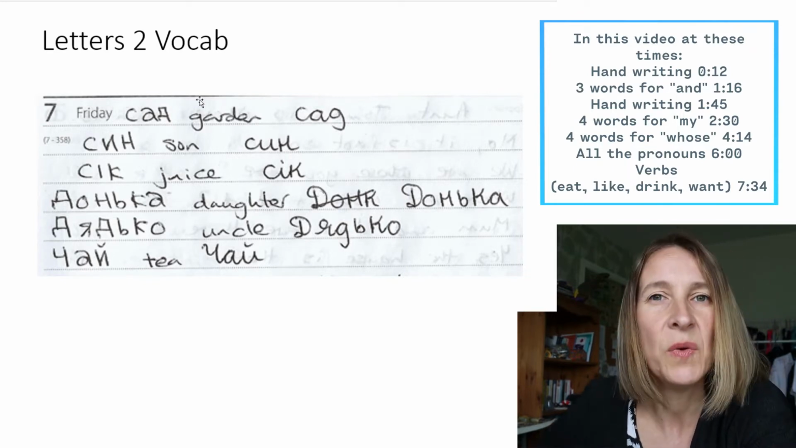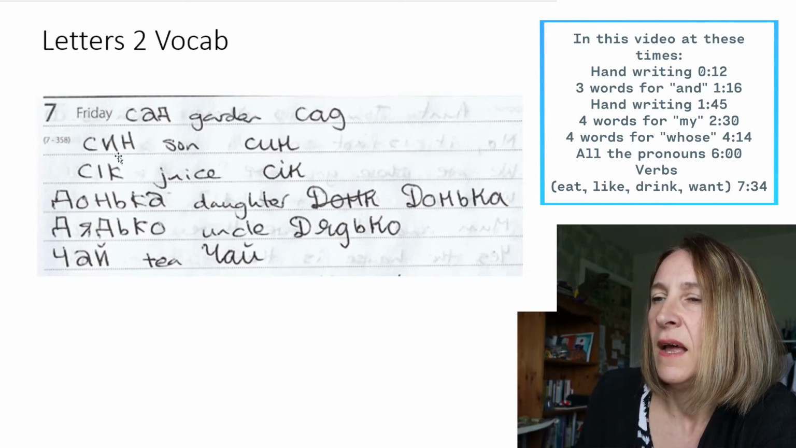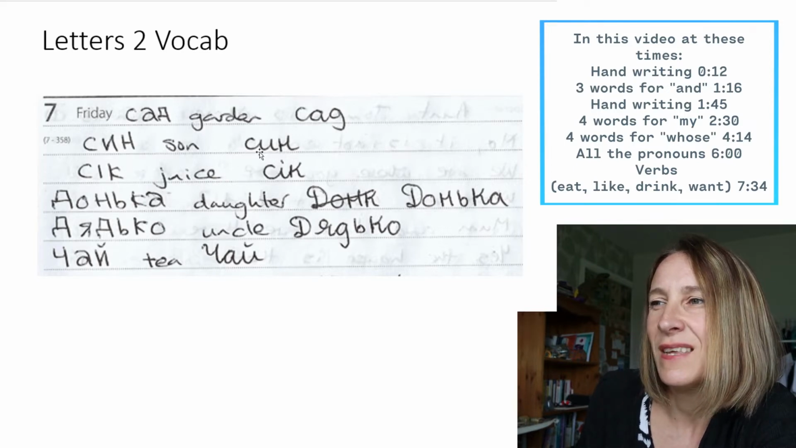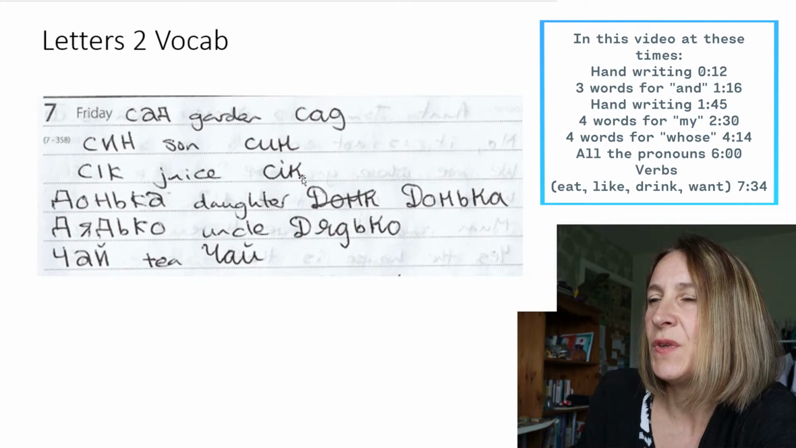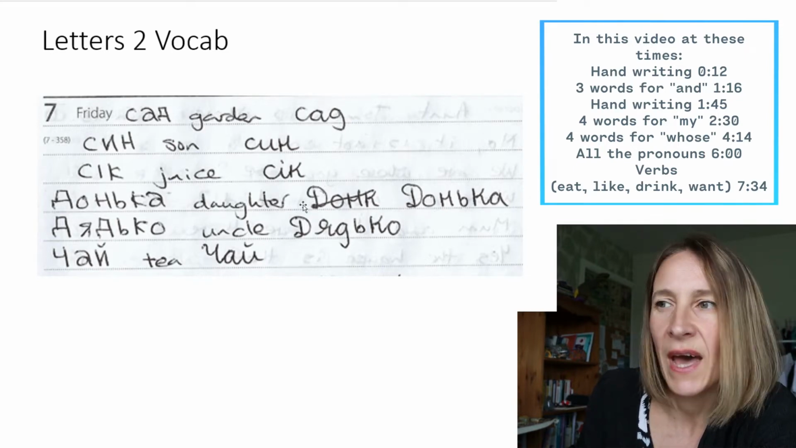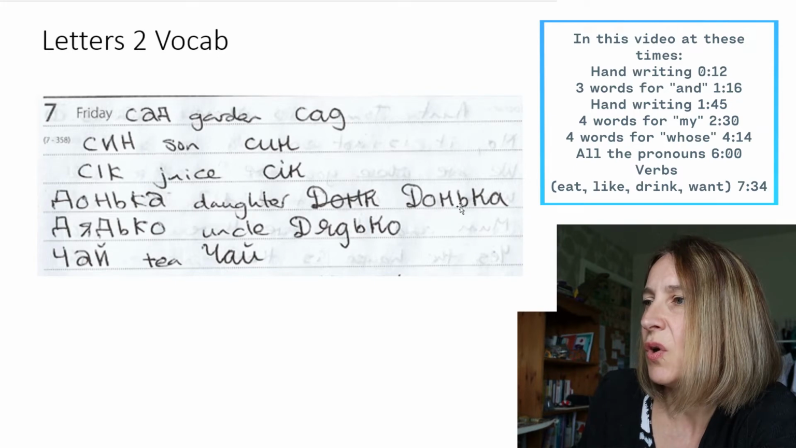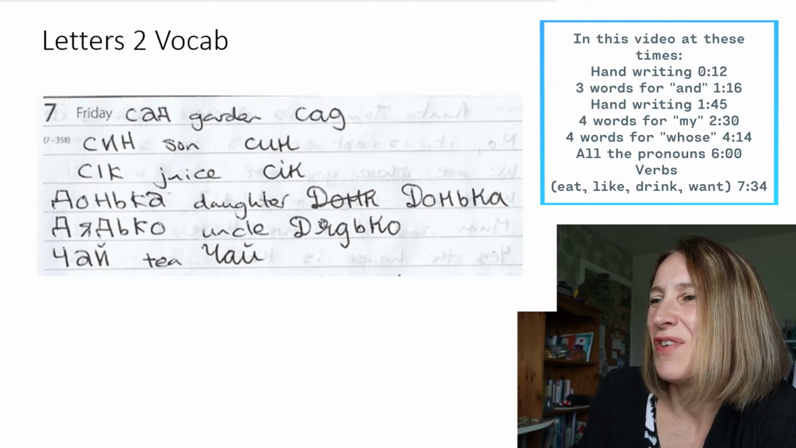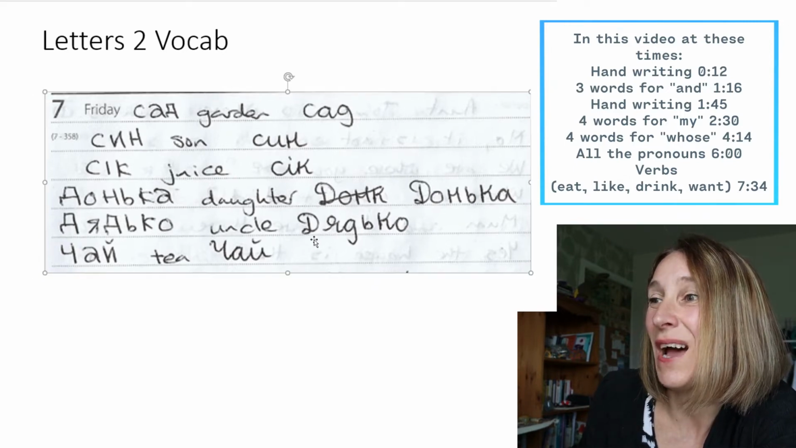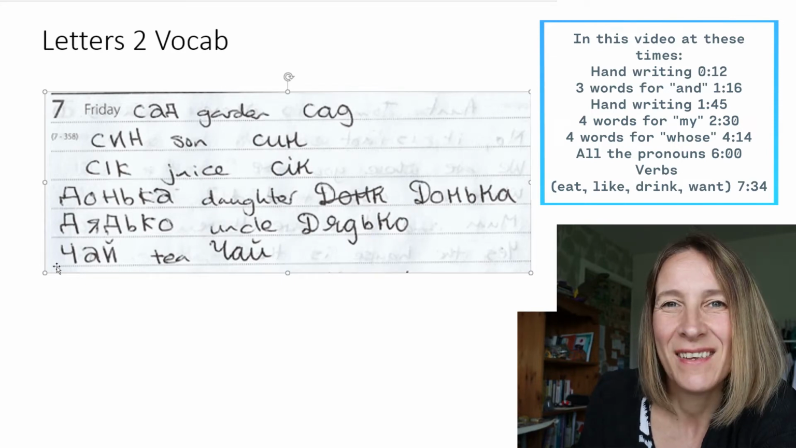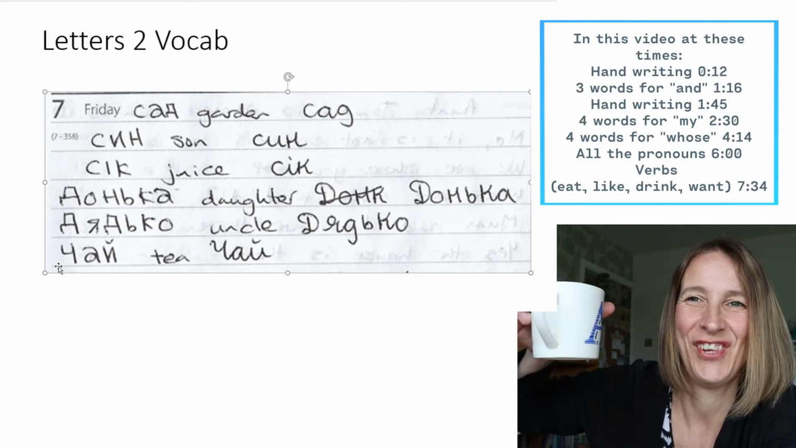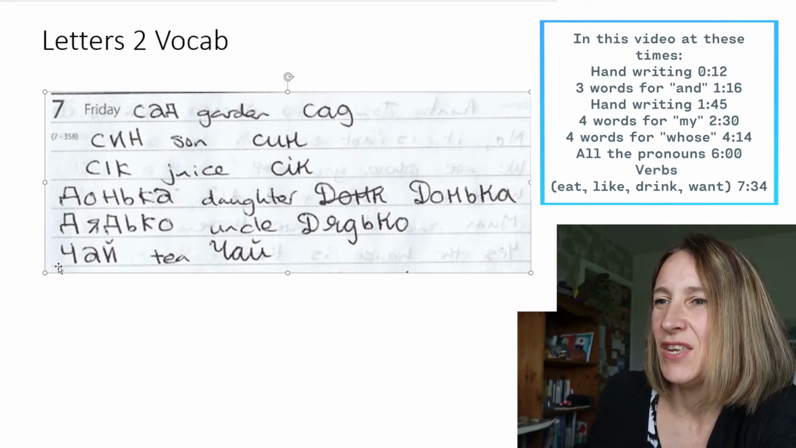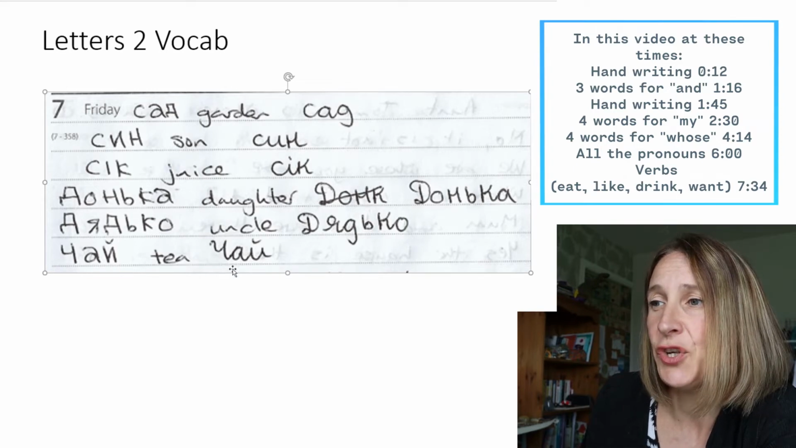Next, we're on to letters 2. We've got sad, sin, look at the I, sin, seek, juice, seek, donka, something like that is daughter, donka, jadko. Look at the letter ya, that's beautiful, I think. Jadko. Chai is tea. Chai. Chai is tea, so we've got, that's a beautiful letter, ch, a, y, chai.